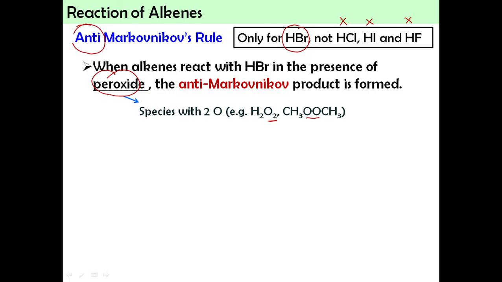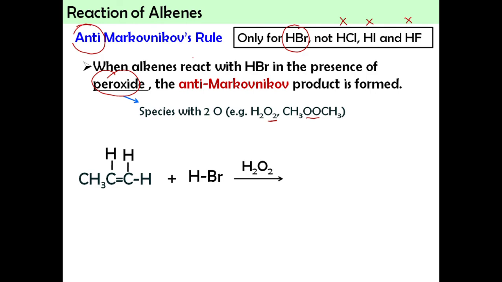Okay. So bila awak ada alkene react with HBr in the presence of peroxide, peroxide kena letak atas arrow. Boleh jadi H2O2, boleh jadi CH3OOCH3. So, bila nampak je HBr dan ada peroxide, ini akan follow anti-Markovnikov rule. This special, these reactions only, HBr only. So, kalau awak ada HCl, HI atau HF in the presence of peroxide akan follow Markovnikov rule. So, ini akan follow Markovnikov rule. Okay, so HBr sahaja anti-Markovnikov rule.